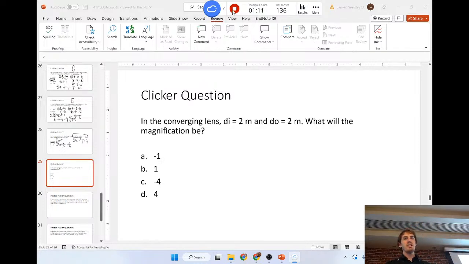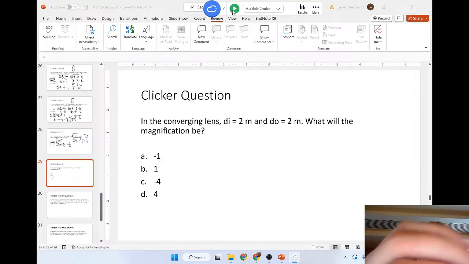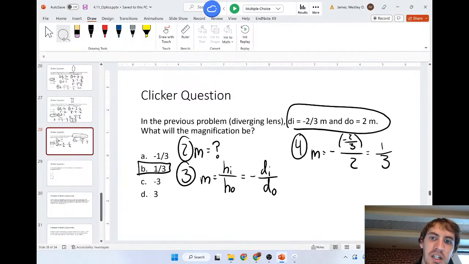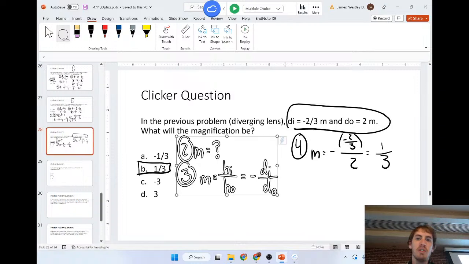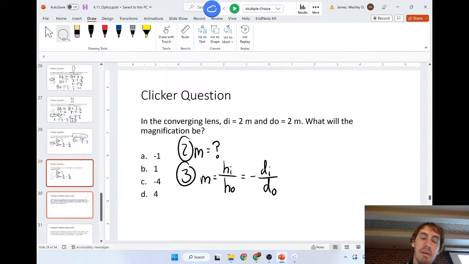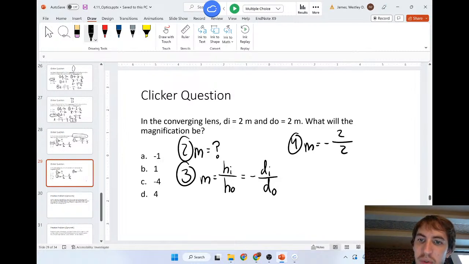Same exact process as last time. I'm just going to copy all of this and move it to the other slide because it's identical in terms of the setup. Now, my variables are different. So for step 4, my magnification is going to be negative 2 over 2, which comes out to negative 1.